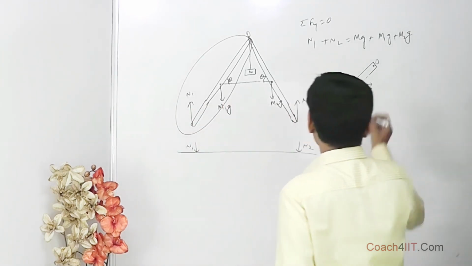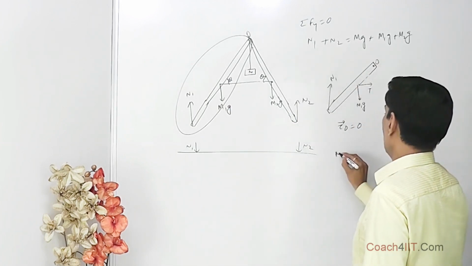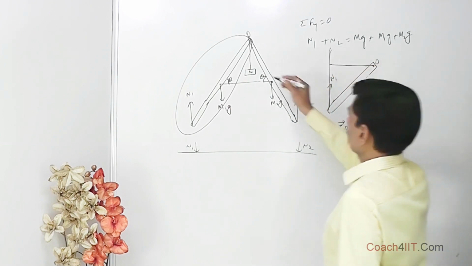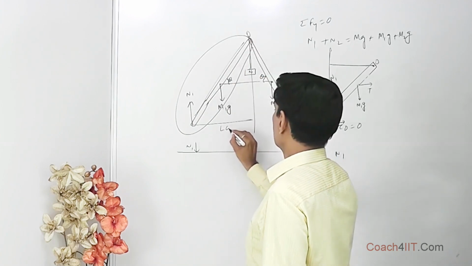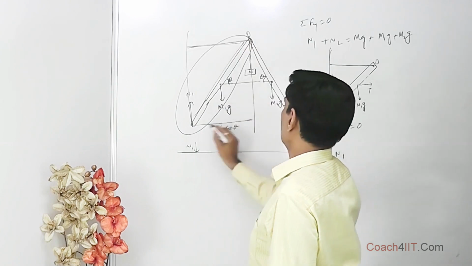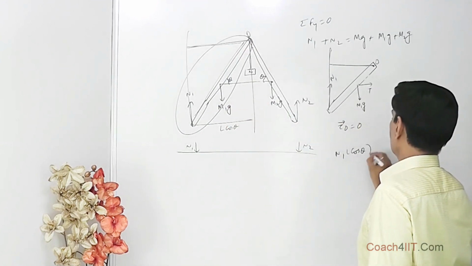We are considering this element. So now let's take the torques. It is N1 into this line of force, this distance, that is from here to here. This is L, so this is L cos theta. N1 into this distance. This distance is what? L cos theta. So N1 into L cos theta.